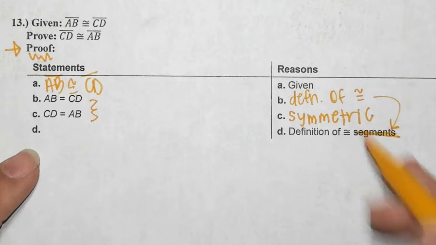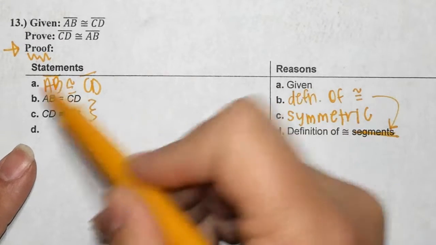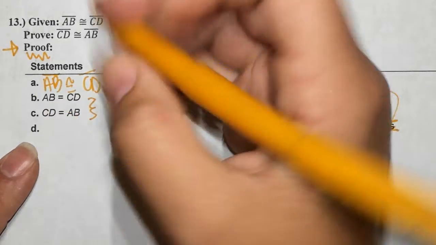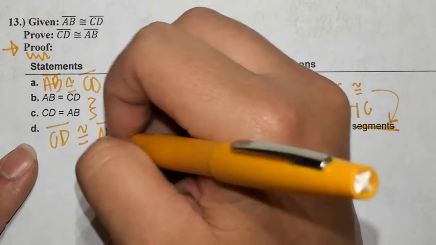Now they're telling you to do it again. So if we had it and we did that and it dropped it, now it's dropped and we're doing it again, so we have to bring it back. So now it's CD is congruent to AB.